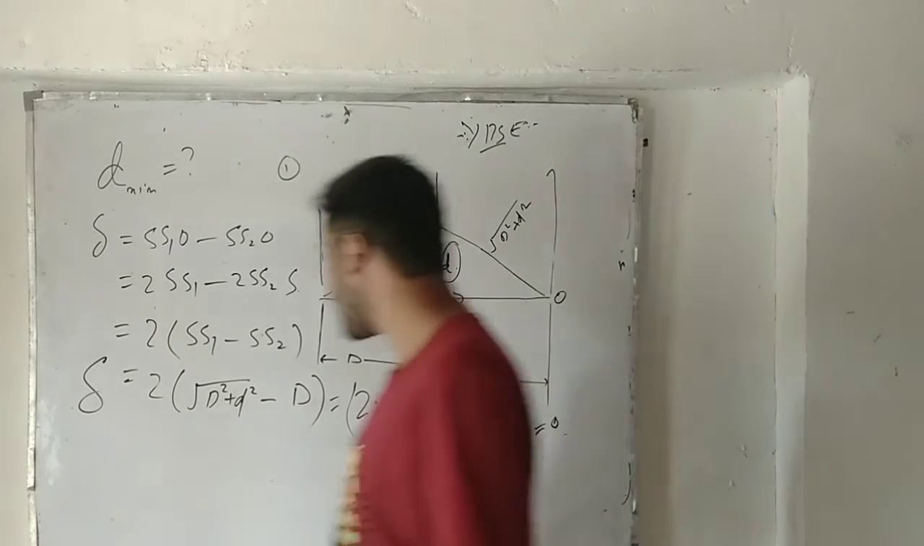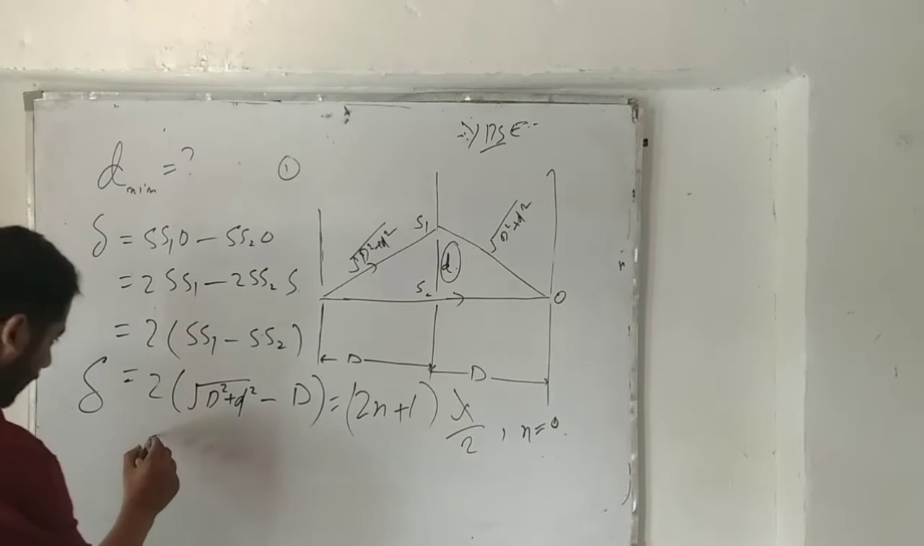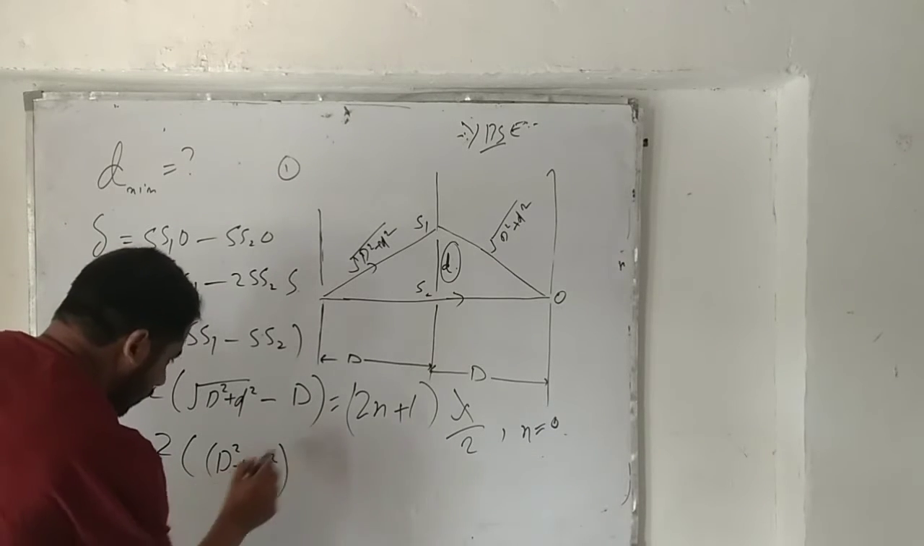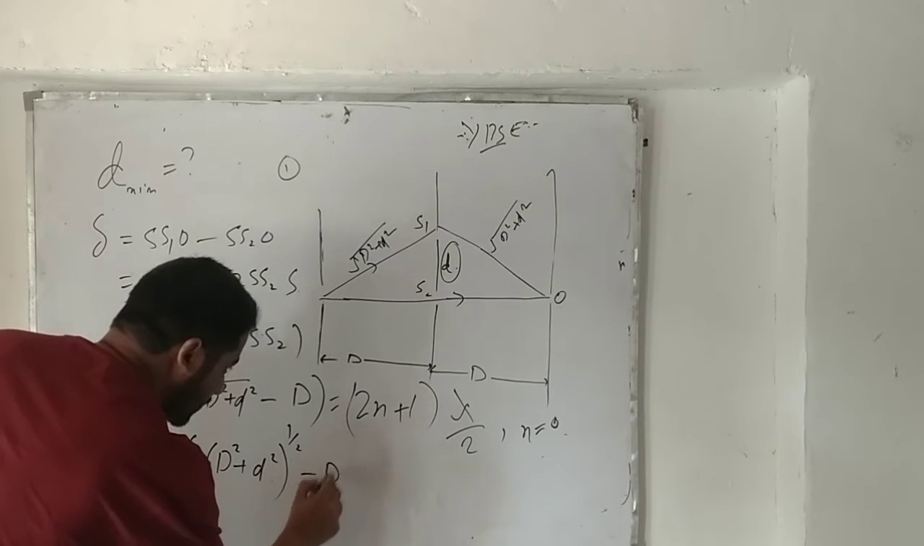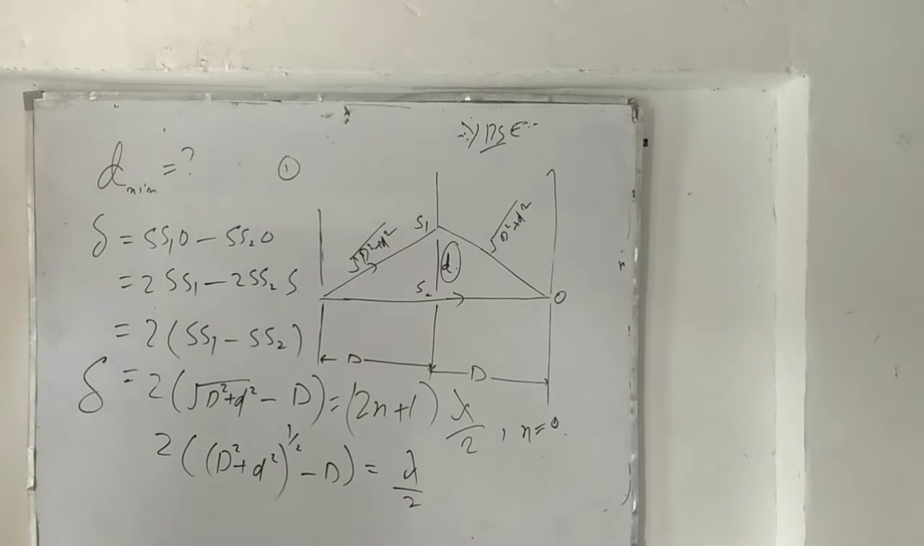So I can look at this path difference right now. It will be 2 times (D squared plus d squared) to the power 1/2 minus d, and it will simply be equal to lambda by 2.